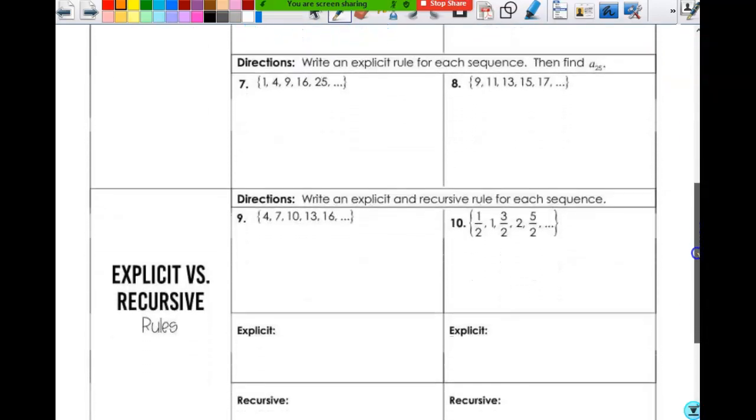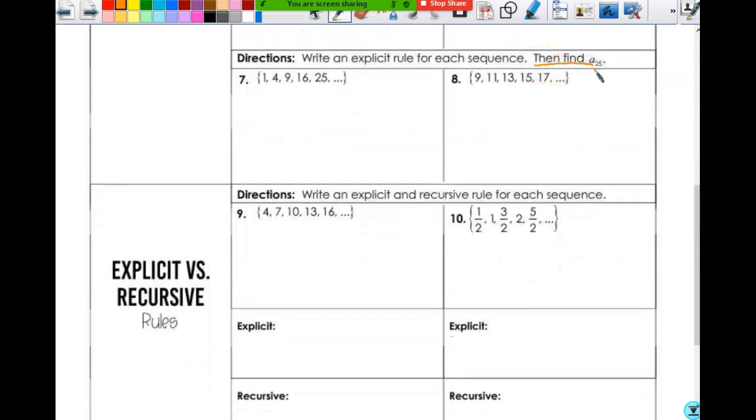So now we're going to write the explicit rule and then find a sub 25. So if I want to add one, that means I have to think about it in terms of n. So these are my term numbers, 1, 2, 3, 4, 5. And if I look at it, I'm adding 3, then I'm adding 5, then I'm adding 7, then I'm adding 9, like I'm not adding anything constant there. But how could I relate my term numbers to the actual term values? They're just being multiplied by themselves, or they're being squared, right? So I'm squaring the term number, so my a sub n would be n squared. It's the term number squared.